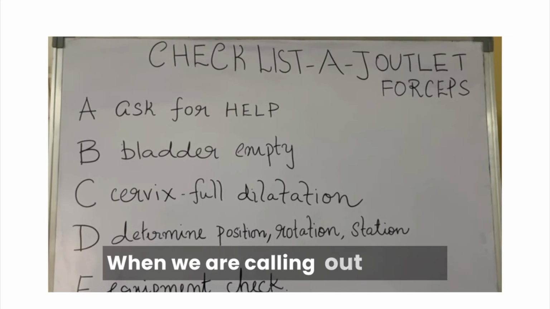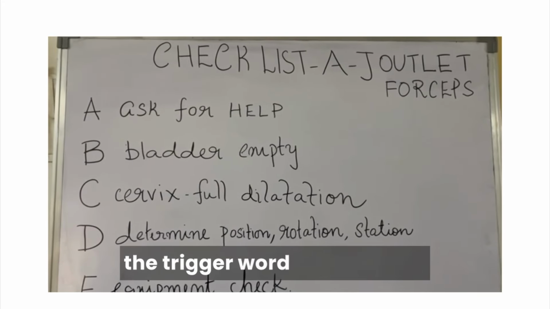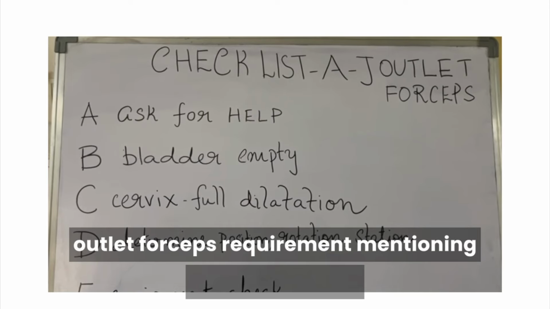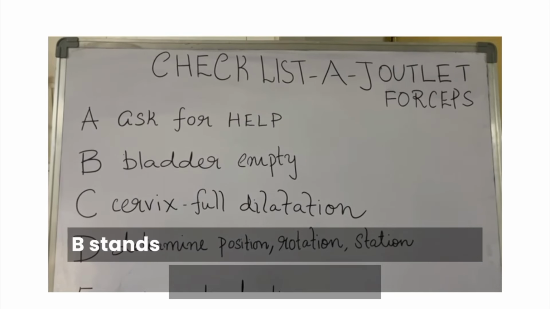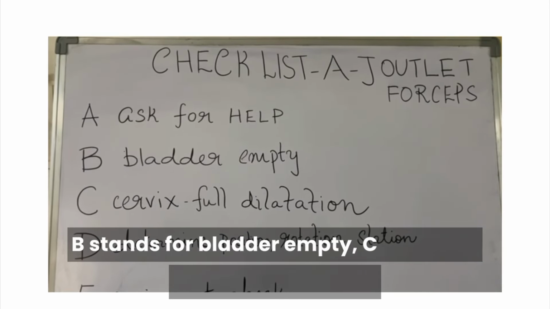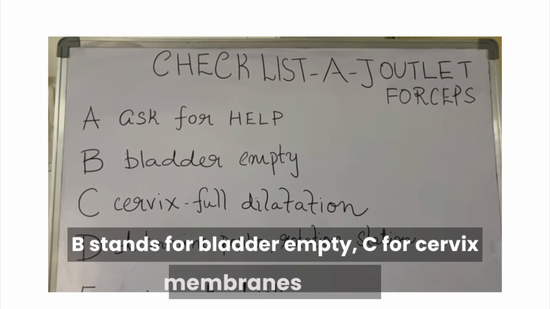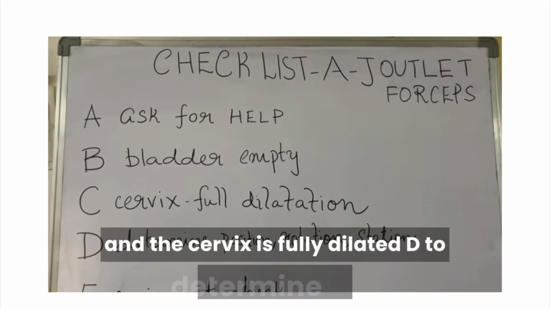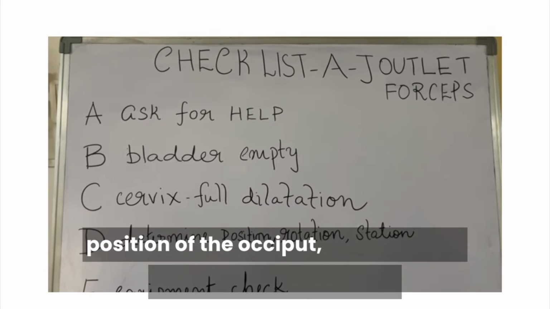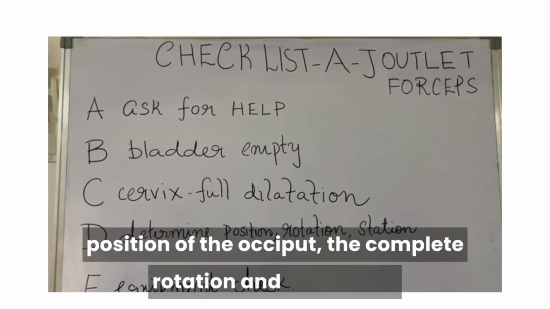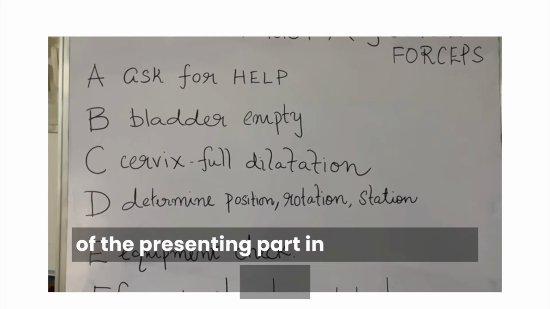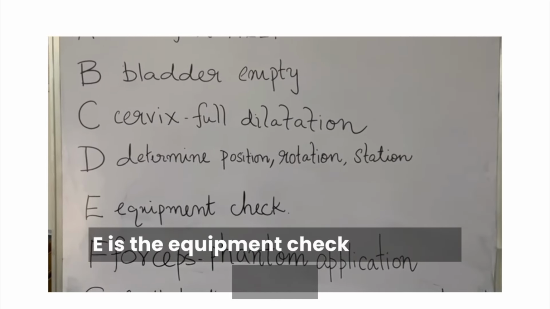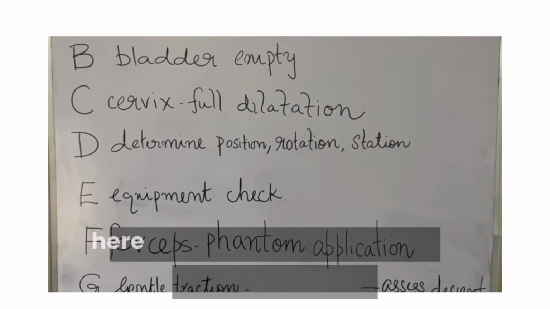When we are calling out for help, the trigger word is call out for outlet forceps requirement, mentioning the bed number. B stands for bladder empty. C for cervix: membranes absent and the cervix is fully dilated. D to determine the position of the occiput, the complete rotation and the station of the presenting part in relation to the ischial spine. E is the equipment check, that is the forceps here.